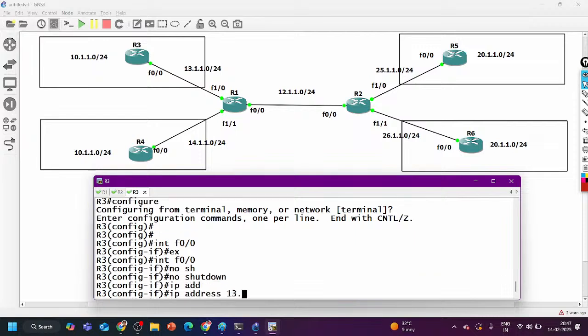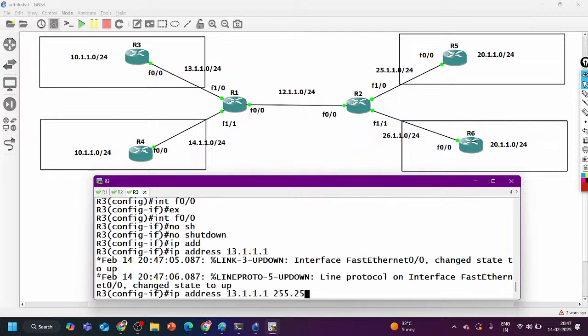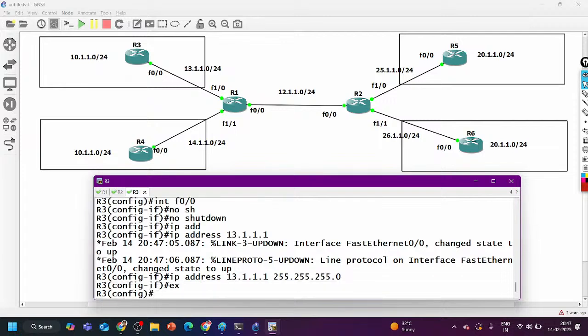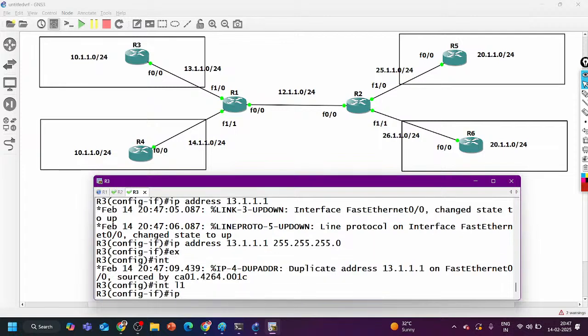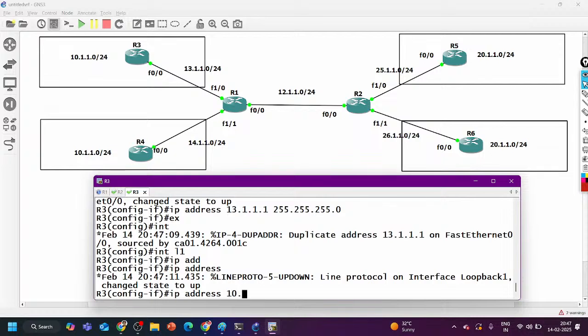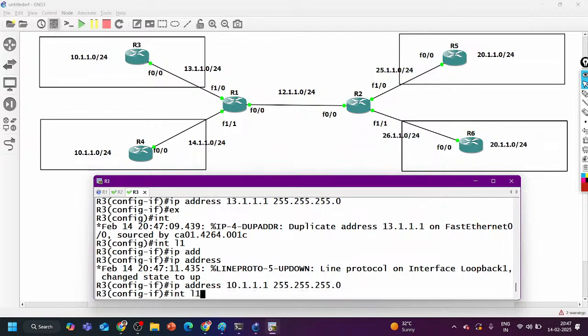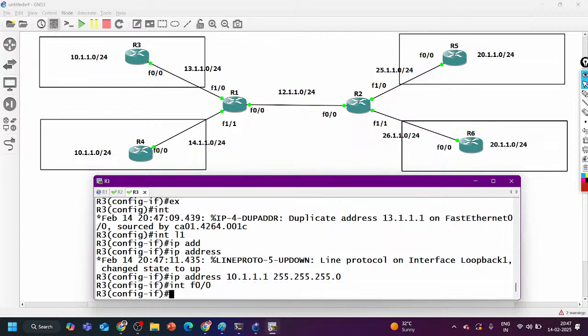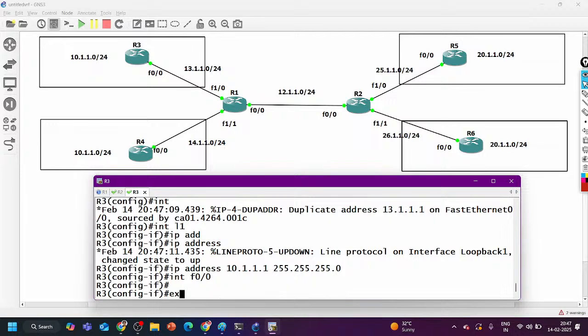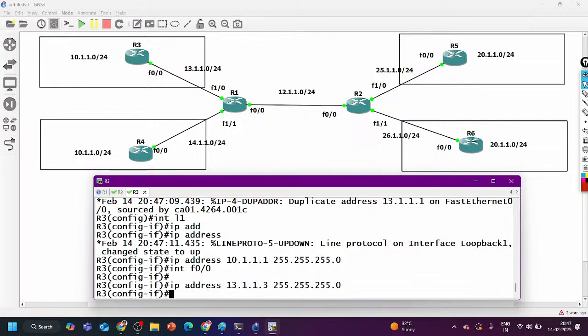What IP address? 13.1.1.1 255.255.255.0. Interface loopback 1, ip address 10.1.1.13.3 will come. And now I can configure any routing protocol here to send the prefixes.